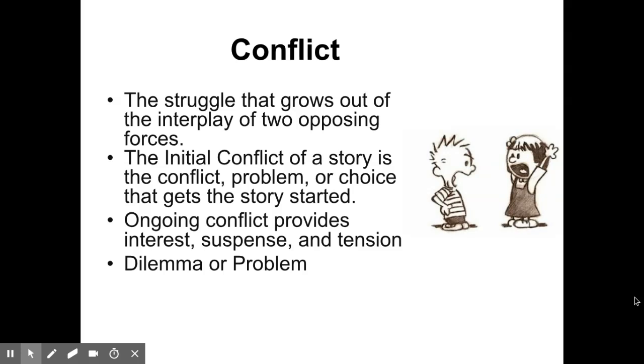And when we talk about that initial conflict, again, it's the problem that gets the story started. So in something like Boy of the Painted Cave, the initial conflict is that he forgets the rabbit and he is banished from the clan. If that didn't happen, the rest of the story wouldn't have happened. So it's a place where the author hooks us in by building interest, suspense, and tension.